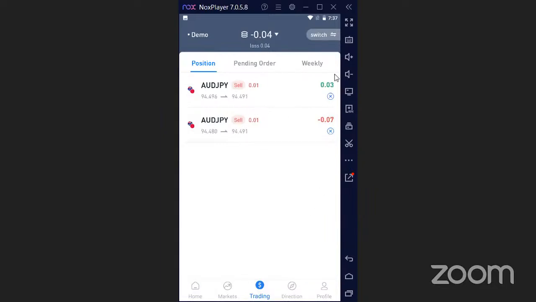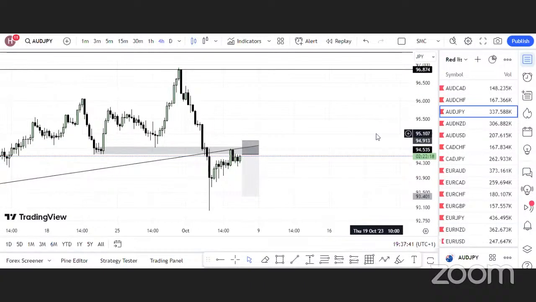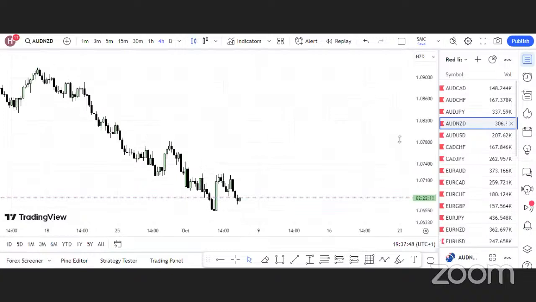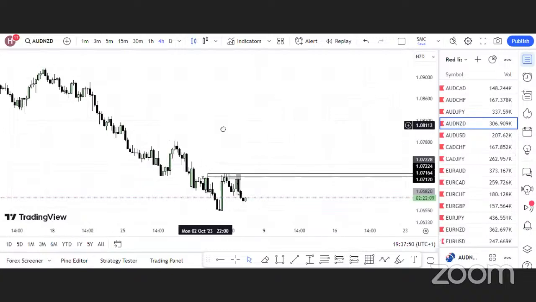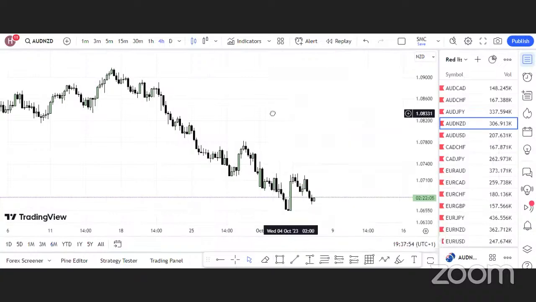So guys, that is how it is. Now let's go back to our main screen and then continue analyzing the market to see if we can get a real entry to open a real position. So now this is AUDJPY. Let's make another analysis. Let's clear everything here.